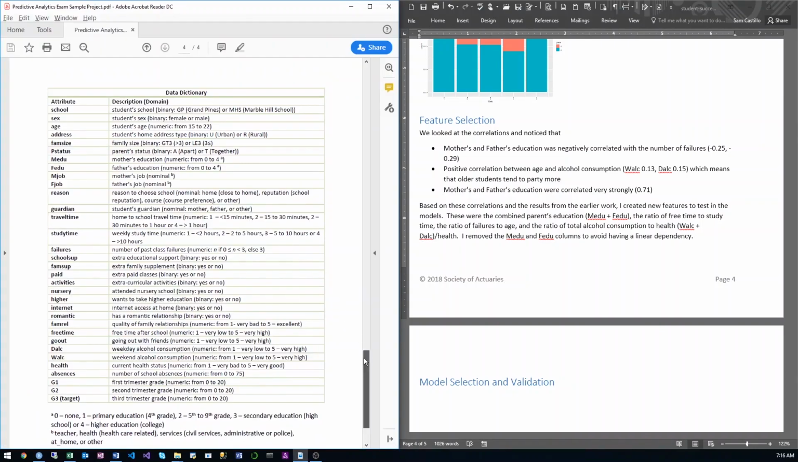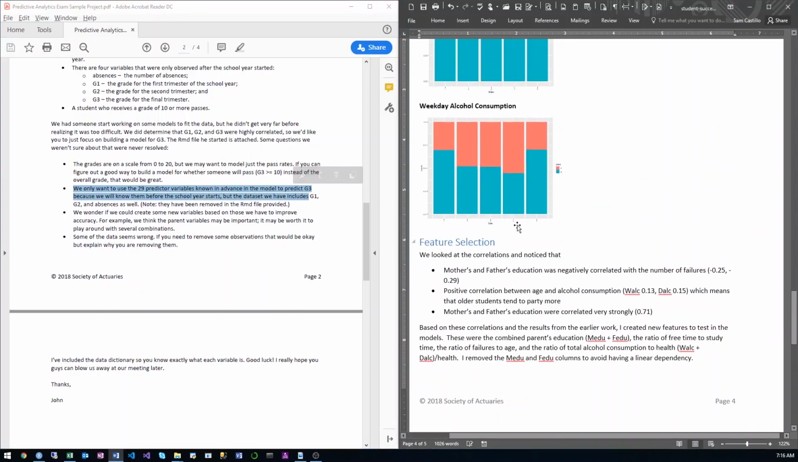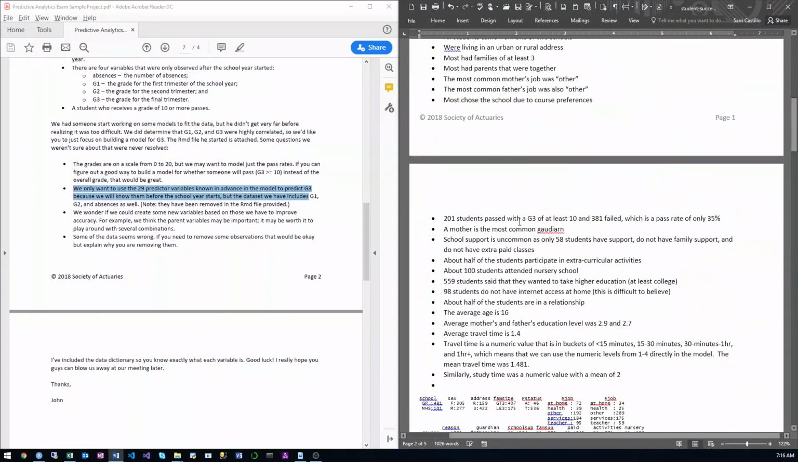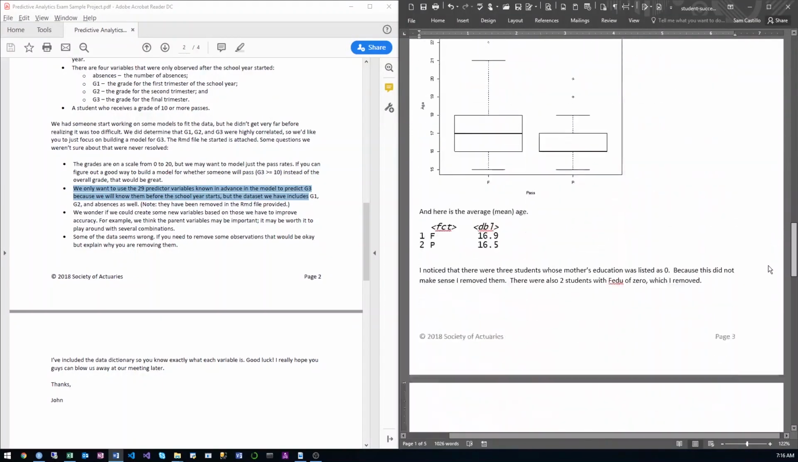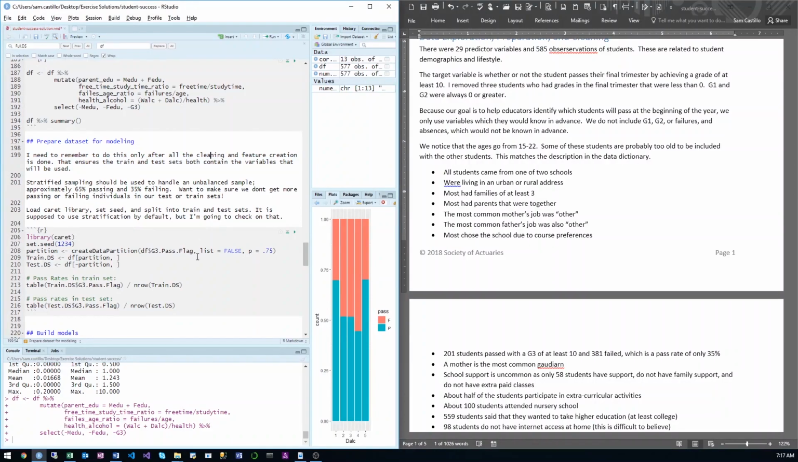I'm going back to the project statement to see if I've missed anything. So they said the grades are on a scale from 0 to 20. I removed a few students here. We only want to use 29 predictive variables, and I removed absences and, what was the other one that I removed? Where did I talk about this? Because our goal is to help identify which students will pass, only use variables known in advance. We do not include G1, G2, failures and absences. Okay, so I do have failures, so I should drop failures.